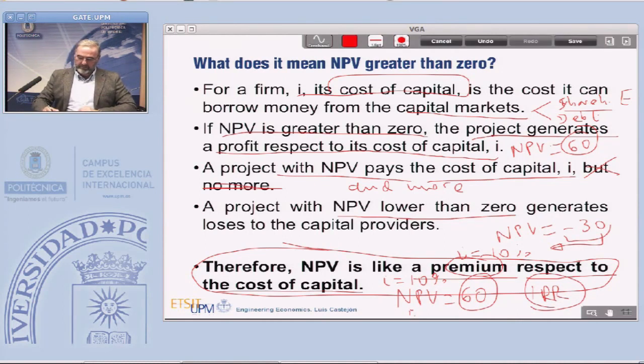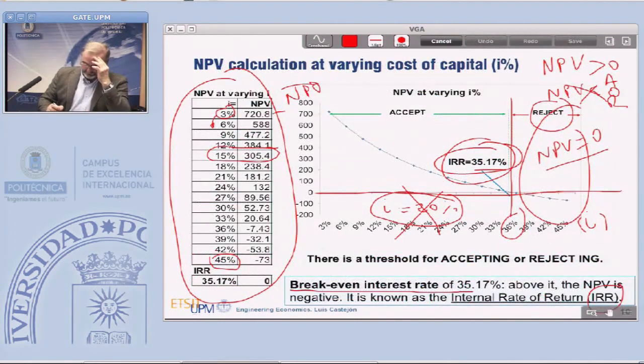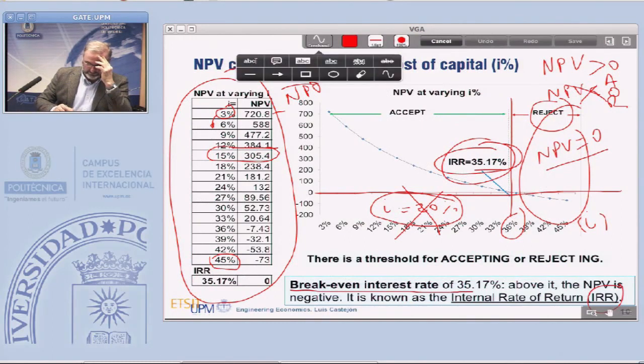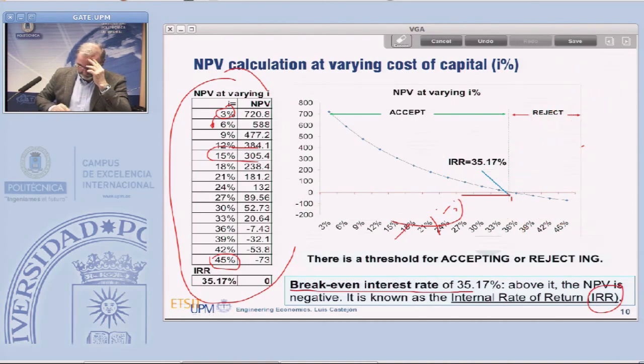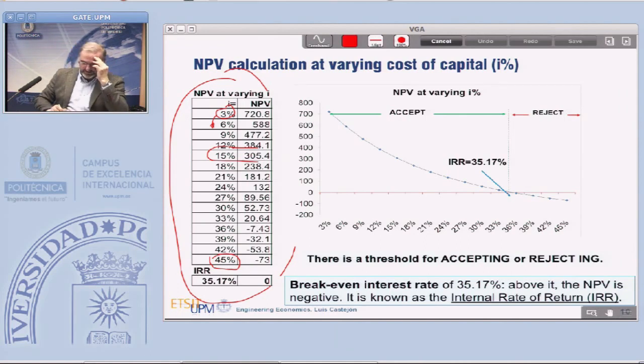So let me go back to the previous slide. As you remember, let me erase this one. Okay. The internal rate of return of this project is 35%. IRR 35%. This point here. And at this point, the net present value is equal to 0.